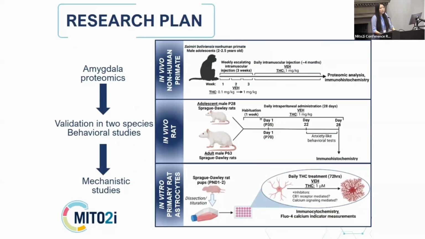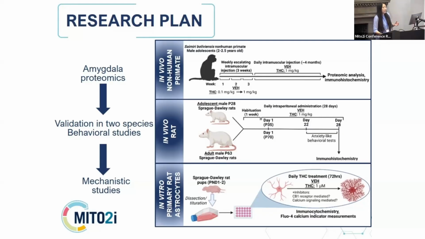So in our investigation of THC's effects on the developing amygdala, we used three main models. First was the adolescent non-human primate model of chronic THC administration, after which we performed a top-down unbiased cellular proteomic approach of the amygdala tissue. We then validated these results in a second species of rat.